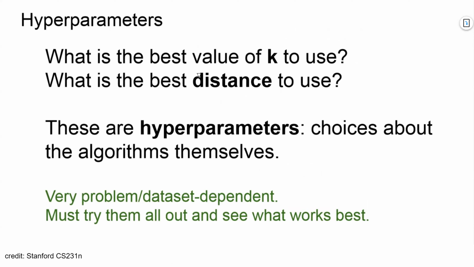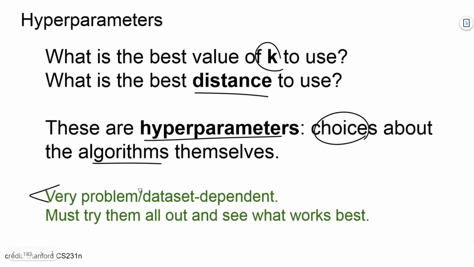And what is the best value of k to use, or what is the best distance to use? I told you that these choices about the algorithms are hyperparameters. And these parameters are very problem or data set dependent, and you must try them all and see what works best. So you need to do a lot of trial and error.